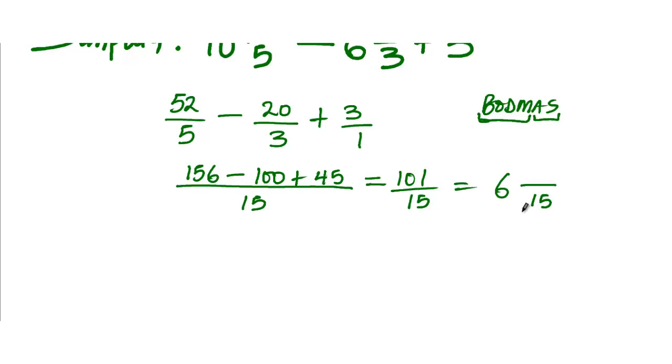Okay. So we can say 6 times 15. 6 times 15, that is 90. So you just remove 90 from 101. So 101 minus 90, that will give you what? 11. So that will give you 11 over 15. So 6 times 15 plus 11 will give you 101 over 15. So that is the solution to that problem.